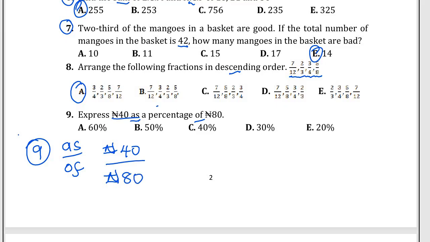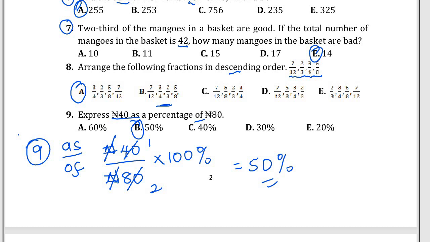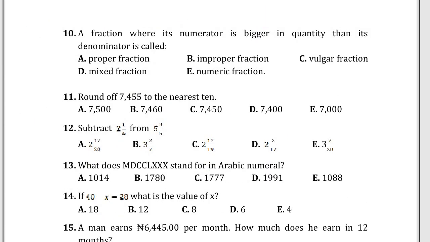As a percentage, this simply means times 100%. This symbol cancels this symbol. 40 here 1, 40 into 80 is 2. 100 divided by 2 is 50%, which is option B. Alright, now we're done with questions 1 to 9. We'll gently move over to question number 10.